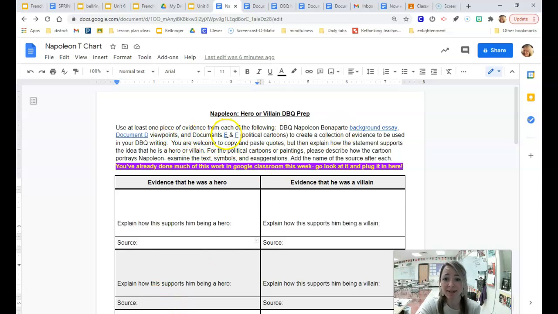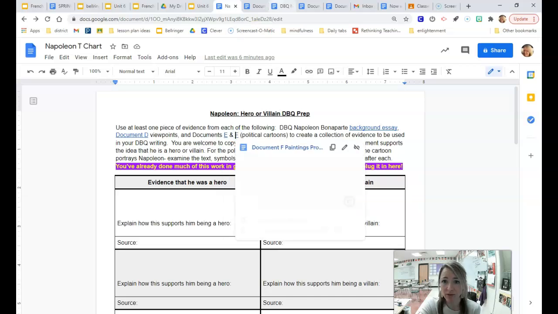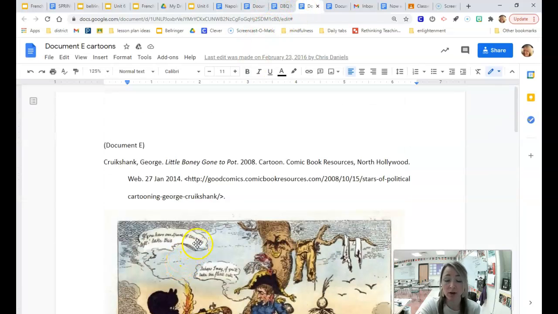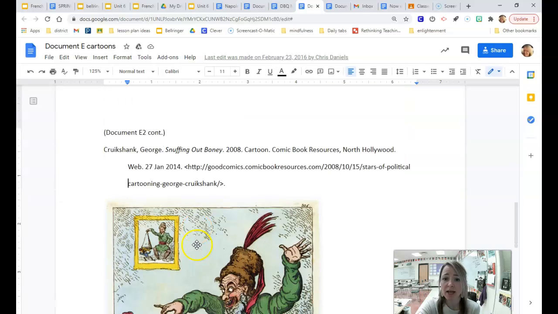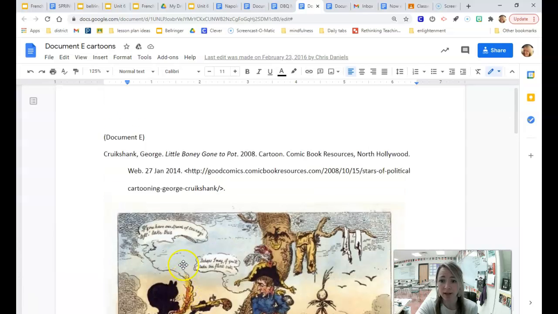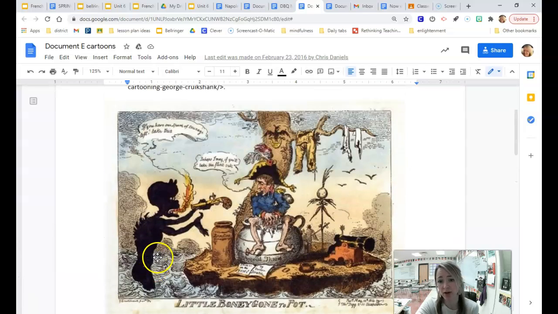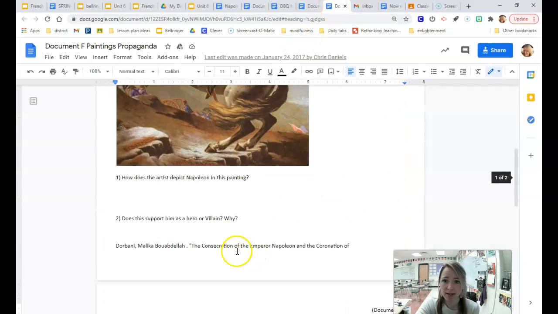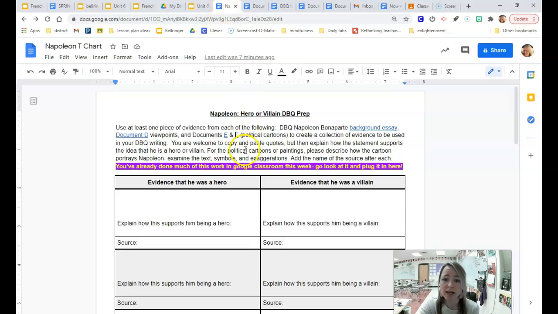All right, you also have documents E and documents F, right? So document E was the document with the political cartoons that you examined yesterday. Again, if you want to actually look at the one that you did, click on yesterday's assignment. If you really don't care and you just need to look at the cartoon again, you can click on the one I've linked. Same thing with document F, okay, with the paintings. When you do the cartoons and the paintings, you have to do at least one piece of evidence from the cartoons, one piece of evidence from the paintings, right?